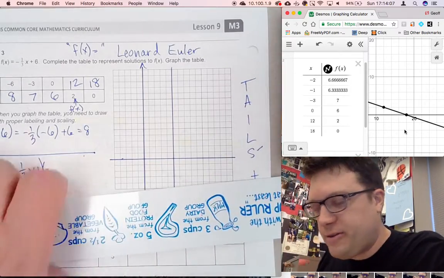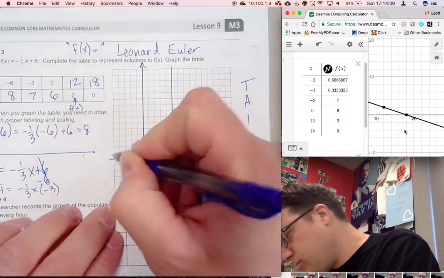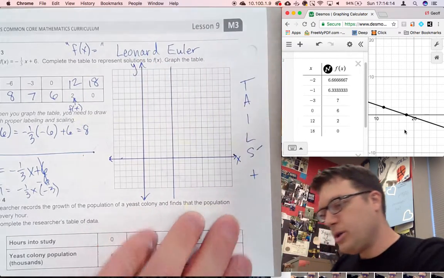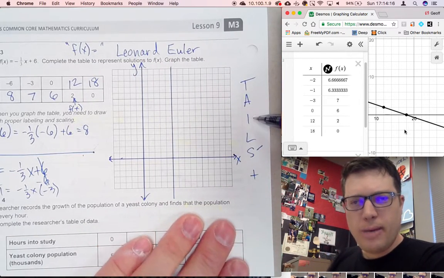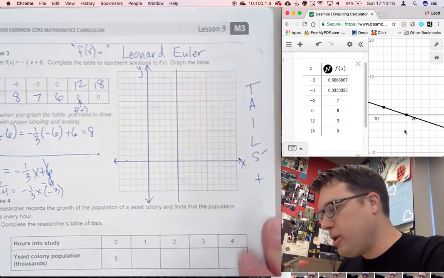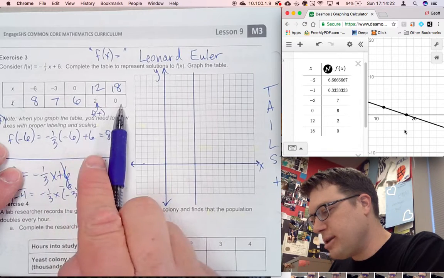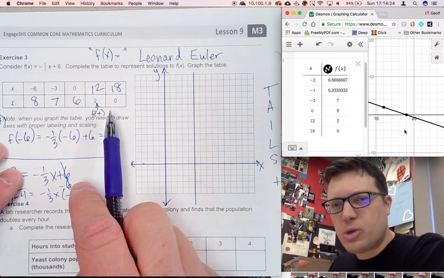I'll highlight it if I have to. Okay, x and y. So there I'm labeling my axes. My interval, I'm going to use my table. I have to go from -6 to 18, and from 8 to 0. So I'm not actually going to use the squares of the boxes.